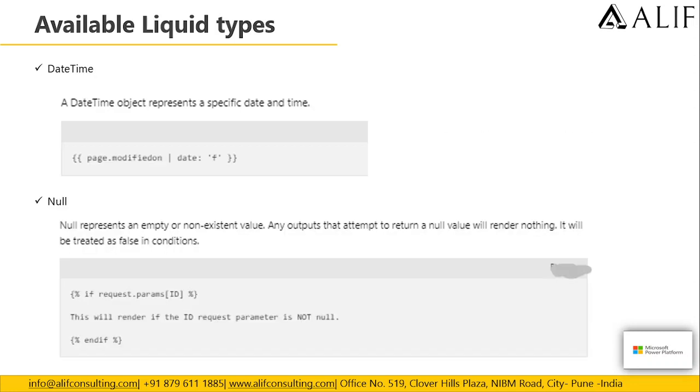So next is date time. A date time object represents a specific date and time. So that is how you declare a particular value and get the value of it. Modified on is a date field. So from a page, if you want to get the modified on date, you can make use of this particular code. Then next is null. Null represents an empty or non-existent value. Any outputs that attempt to return a null value will render nothing. It will be treated as false in conditions.